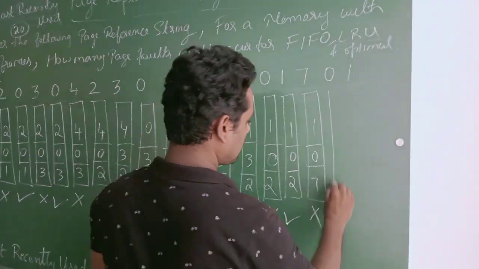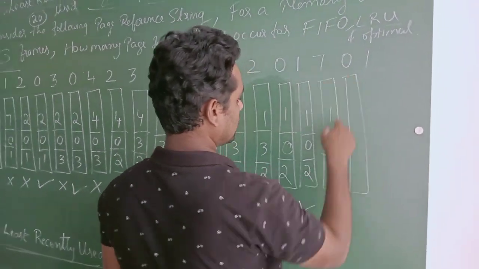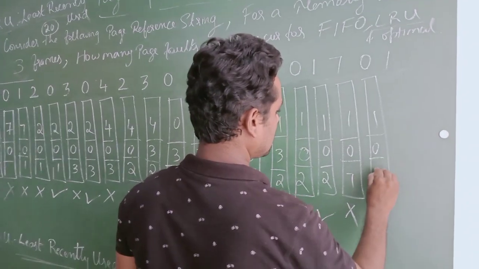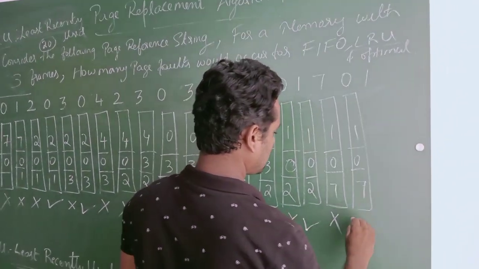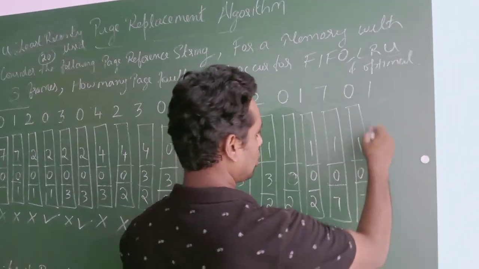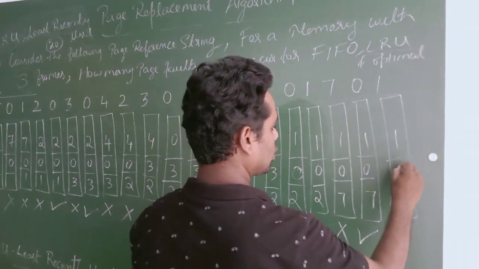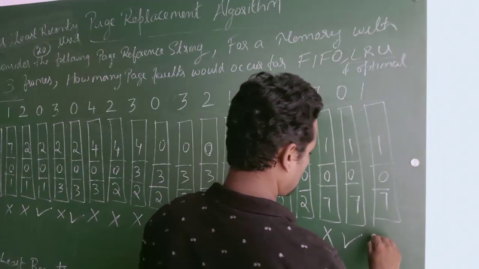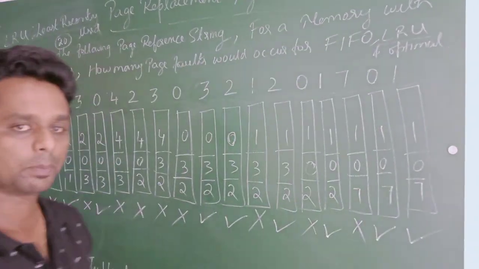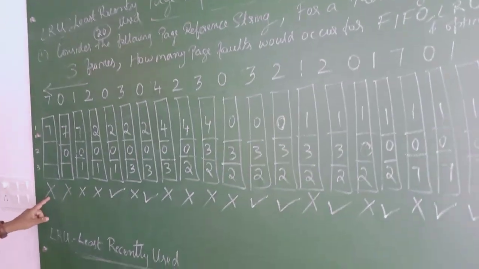0 is already in your memory, don't go for replacement. That is called as what? Page hit. 1 is already in memory, don't go for replacement, that is called as what? Page hit. That's it, page hit. And page fault, whichever got entered.